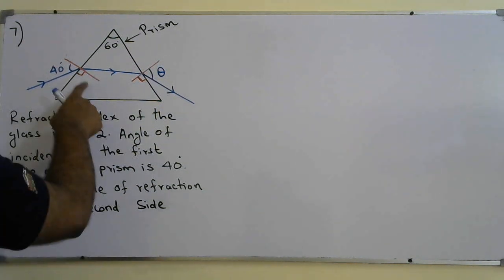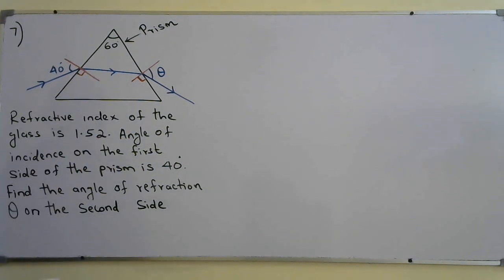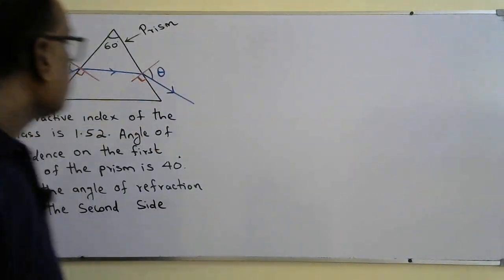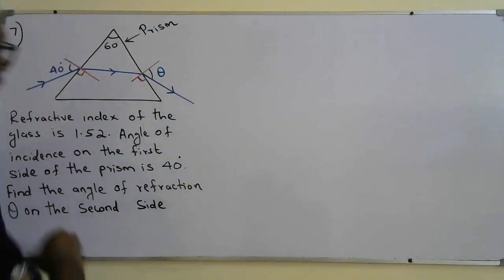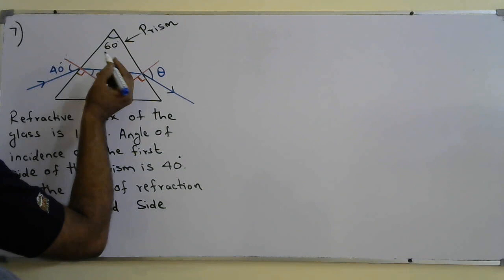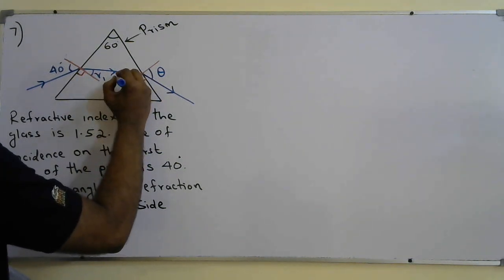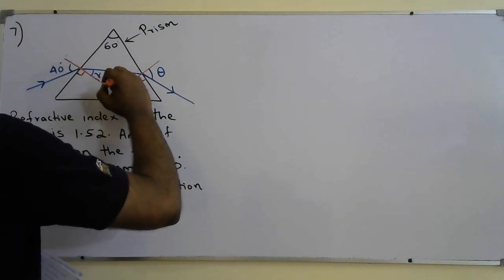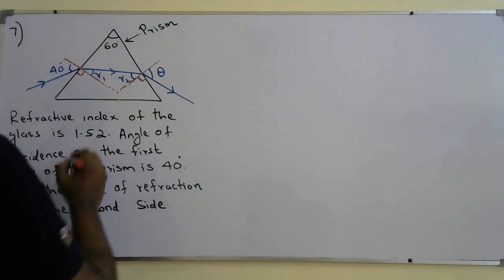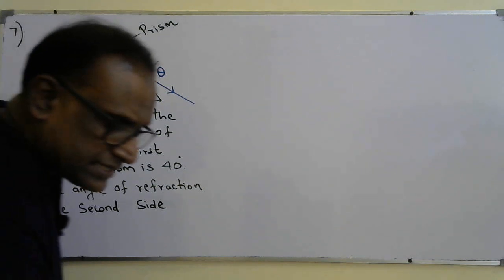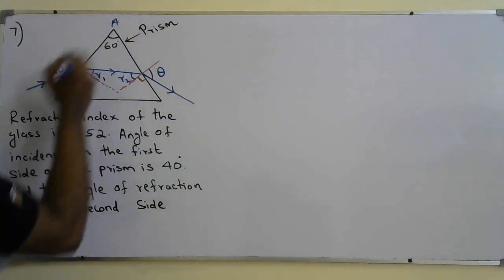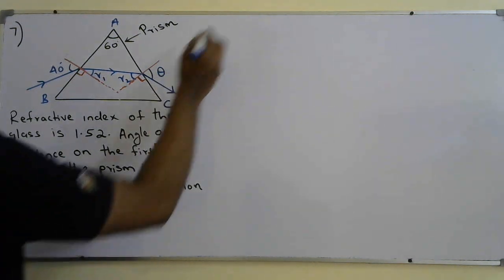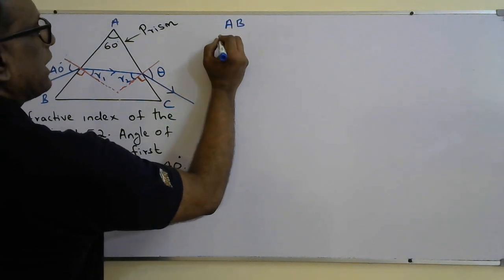We know these two are normal to the boundary, and we know the total angle inside a quadrilateral will be 360 degrees. We'll use Snell's law. We'll call this angle R1, this R2, and we'll extend these normals. Here we can name the sides A, B, C. On the face AB, we use Snell's law.